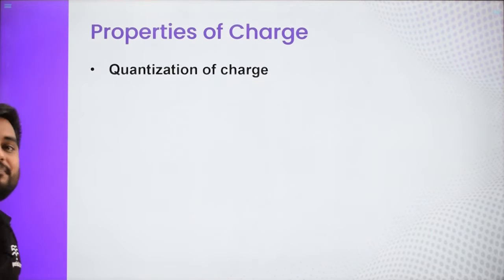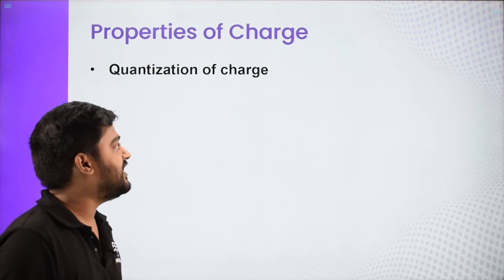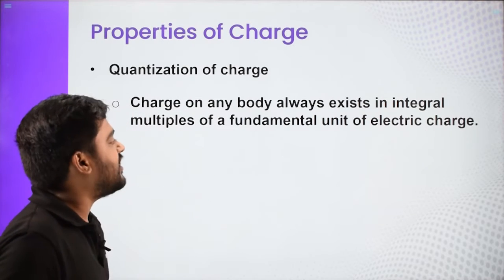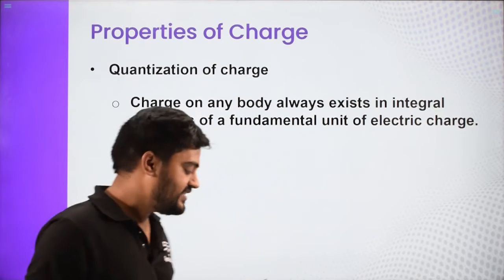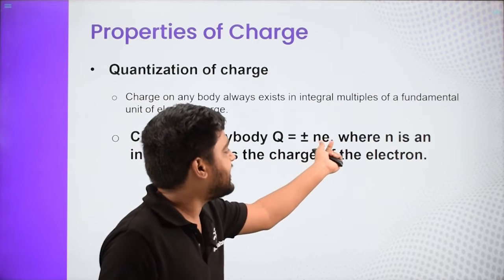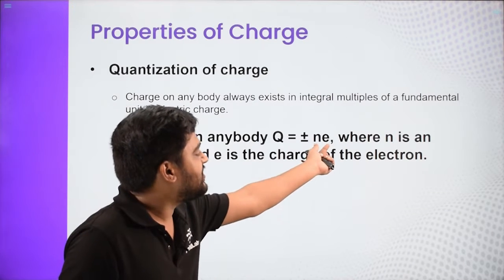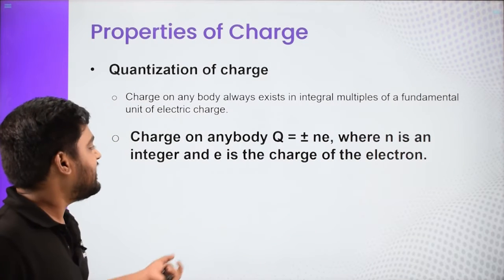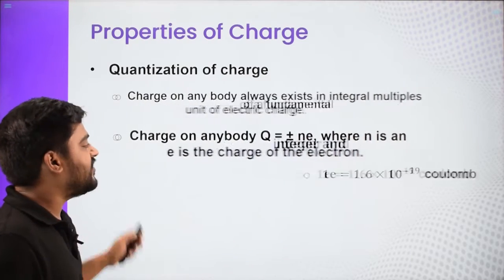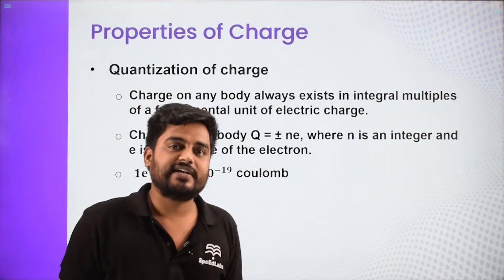If we talk about the next property, this is an important property, that is quantization of charge. So what does this mean? This means the charge on any body always exists in integral multiples of the fundamental unit of electric charge. The charge on any body can be written as an integer times e, and this e is the fundamental unit of electric charge, the elementary charge. e is nothing but the charge found on an electron. The charge on each electron is given by 1.6 × 10^-19 coulomb.